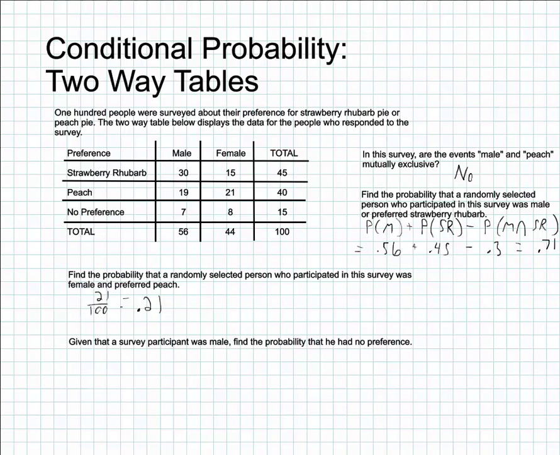And lastly, given that a survey participant was male, find the probability that he had no preference. Okay, so now we are just focused on the probability that somebody is male. So the total number of male participants was 56, and the probability that he had no preference given that he's male should be 7 over 56. And if we want to give that as a decimal, that gives us 0.125.